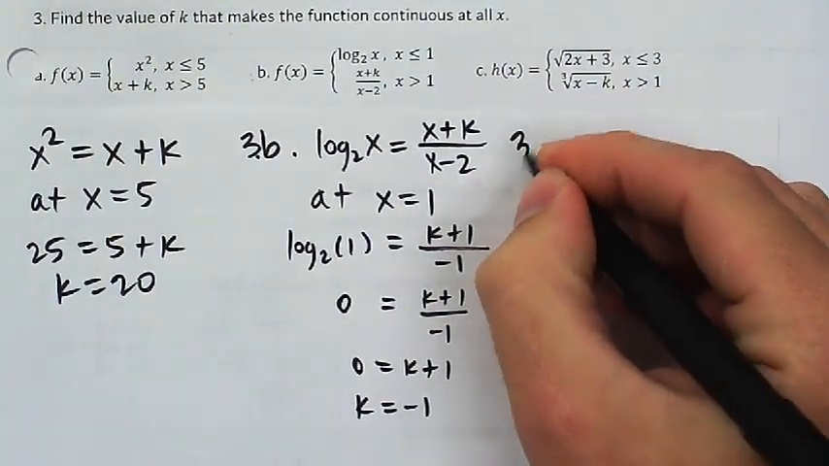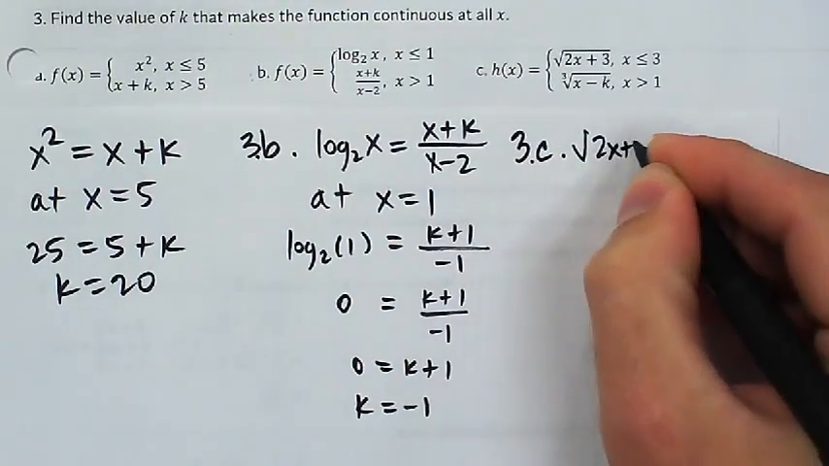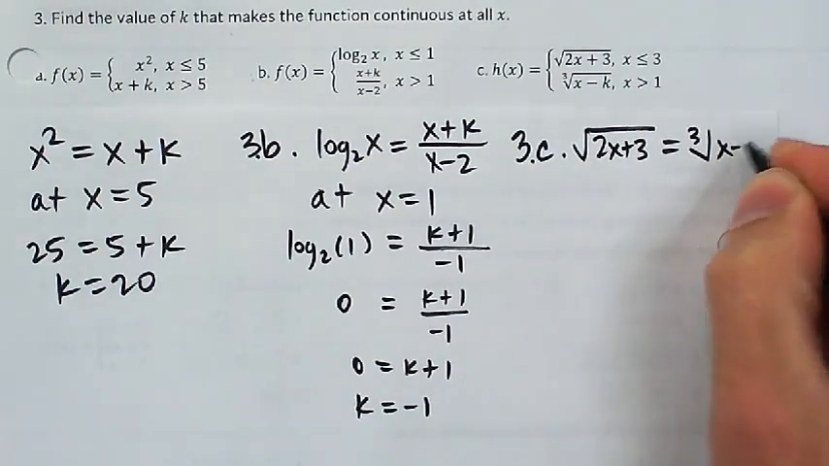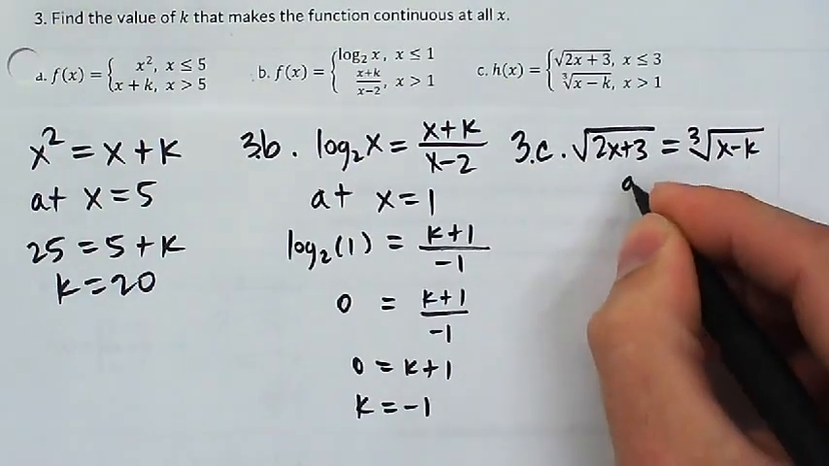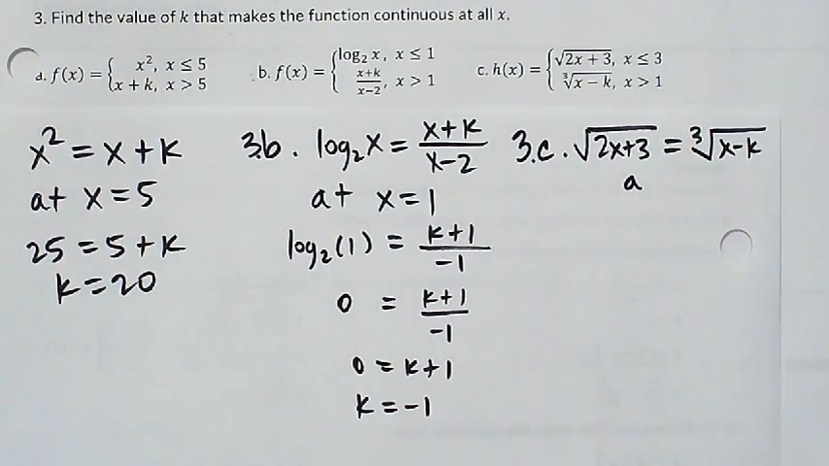Then for c, I'm going to say, all right, the square root of 2x plus 3 needs to be equal to the cube root of x minus k at, oh no, that's not good. Hold on, that's a typo. That's not what's supposed to happen. There's no value of k that would make that continuous as it's written, right? Because there's going to be a huge gap between 1 and 3. And x greater than 1, x less than or equal to 3, that doesn't make sense. Let me think about this.